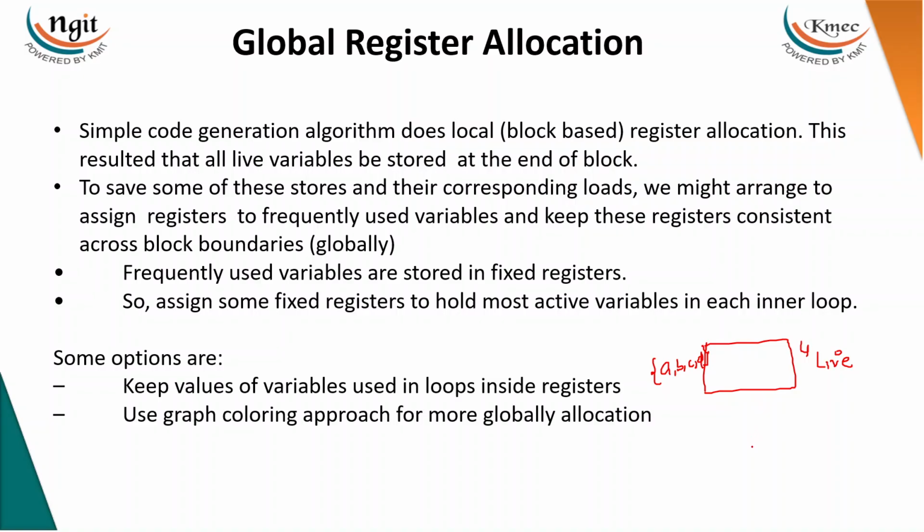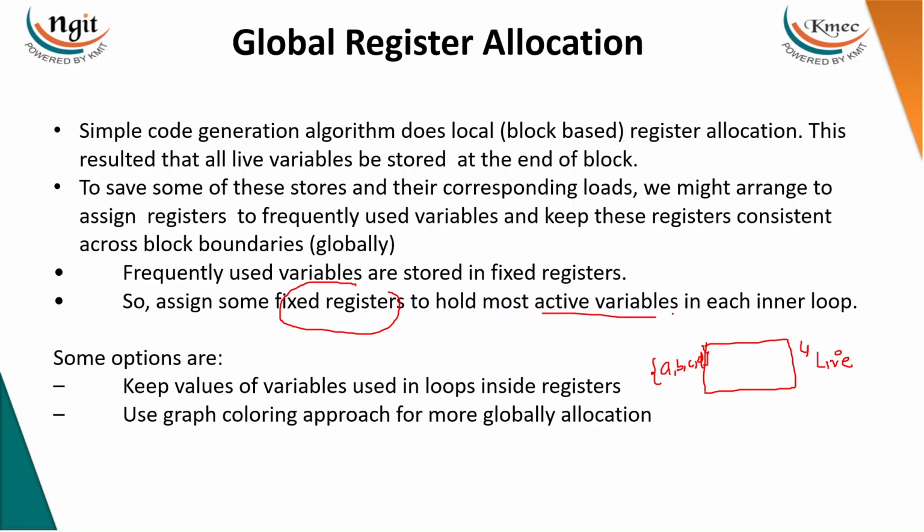But what if we use them in another block? Again, there are too many load and store instructions. To overcome that, we use global live variables. Instead of liveness within a block, we use global liveness, where frequently used variables are assigned separate registers, irrespective of liveness in a particular block. Some registers are fixed for such variables, and sometimes we have fixed registers to hold the most active variables in the inner loop.